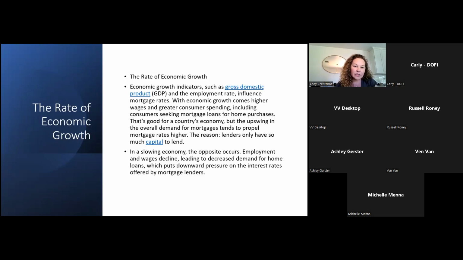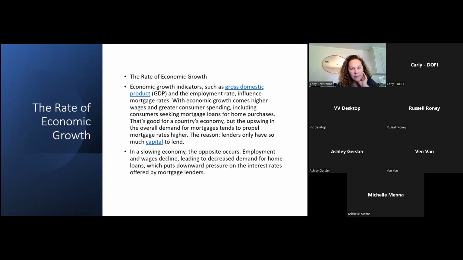The next thing affecting how interest rates go up or go down is the rate of economic growth. So lots of indicators in the economy. Economic growth indicators such as gross domestic product or GDP and the employment rate influence mortgage rates. With economic growth comes higher wages and greater consumer spending, including consumers seeking mortgage loans for home purchases. That's good for a country's economy, but the upswing in the overall demand for mortgages tends to propel mortgage rates higher. The reason, lenders only have so much capital to lend.